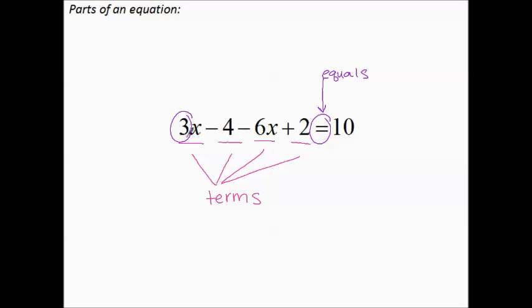In the terms with variables, the number here we call the coefficient. That's the number that's with the variable. Any number we have that does not have a variable, we call a constant. Within our terms, we have like terms.